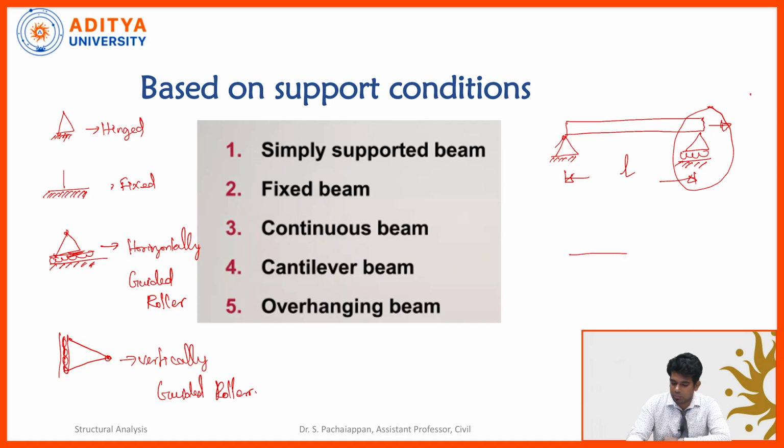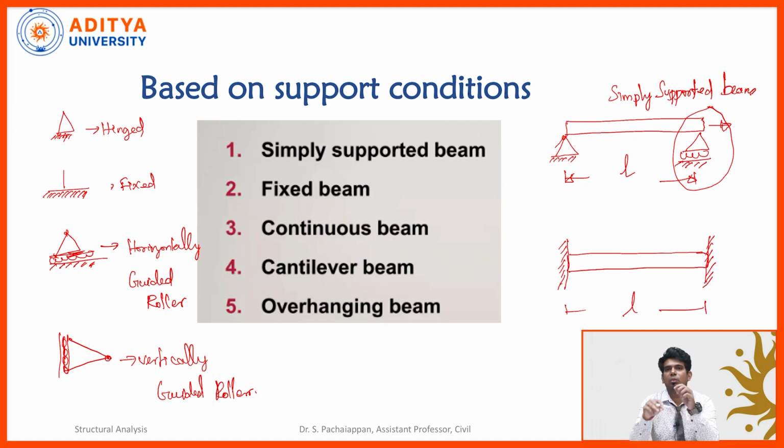Then let us discuss what is meant by the fixed beam. So, this is the simply supported beam. Let us draw the fixed beam. Fixed beam means both the ends are fixed. It is not going to allow the rotation, and it is not going to allow the axial deformation. Both axial deformation and rotation are not allowed. It is completely held in position, which restricts the rotation. So this is called a fixed beam.